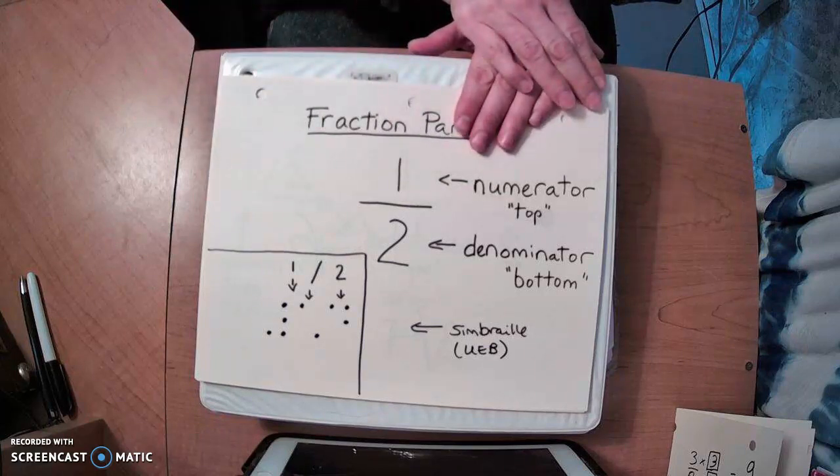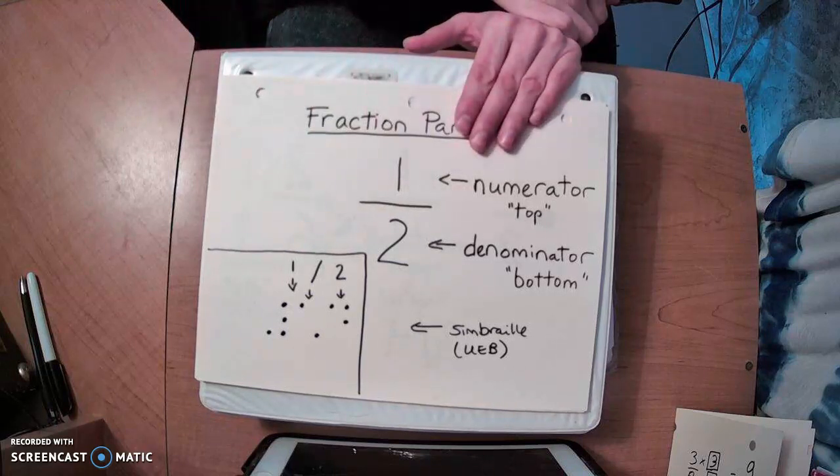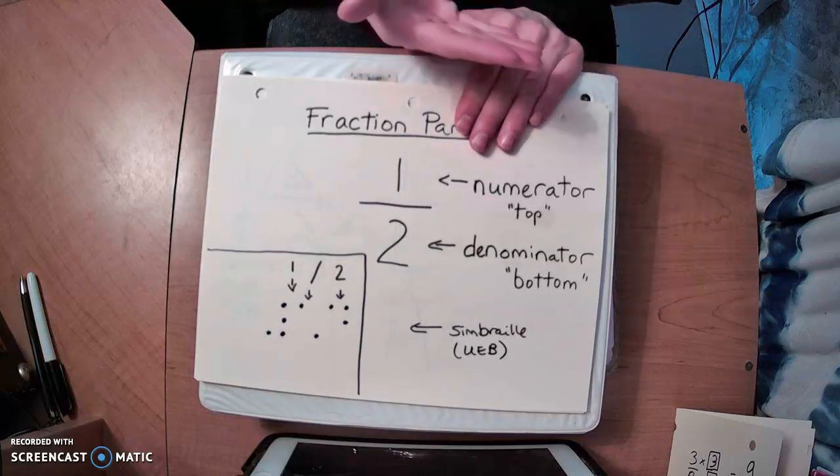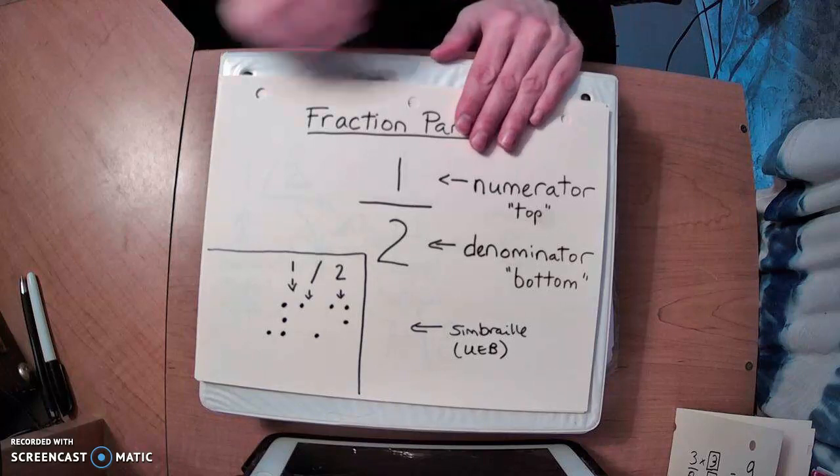So in Braille, you have the numeric indicator, followed by the number 1 with the fraction line, dots 3, 4, followed by the number 2. And it's written left to right. So if you're reading Unified English Braille, for example, you're going to read the numerator is going to be the first number immediately following the numeric indicator. The denominator is going to be the number immediately following the fraction line.